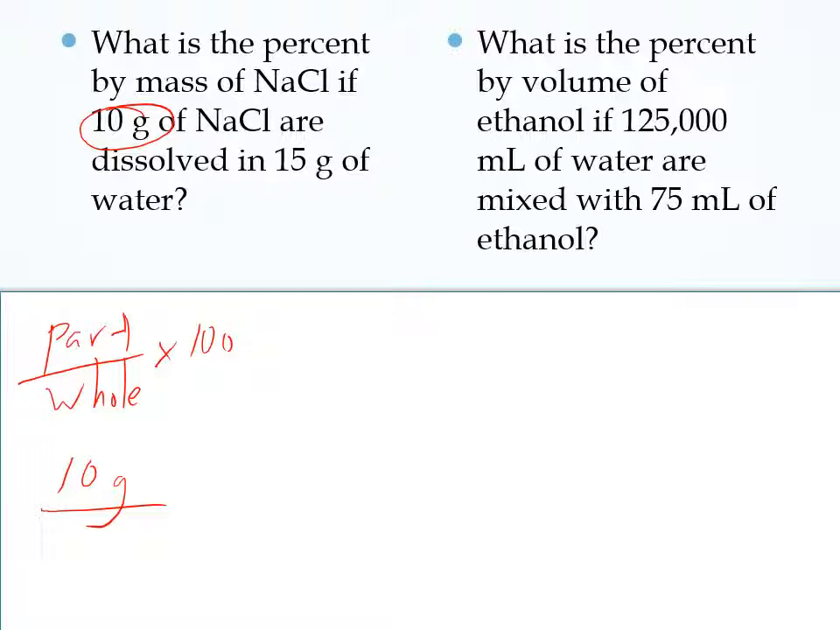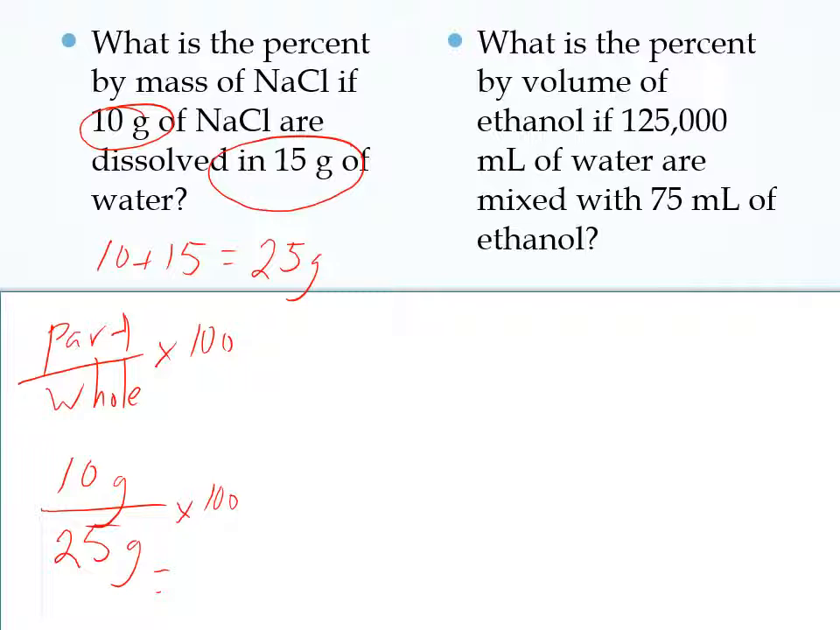For the whole, it says the 10 grams of salt are dissolved in 15 grams of water. So we have to add those two quantities together. So the 10 plus 15 grams we add together will give us a total of 25 grams. That's our whole at the bottom. So 10 grams divided by 25 grams. Don't forget to multiply by 100. And when we do 10 over 25 times 100, that comes out to 40%. So 40% of this salt water solution is the actual salt part and not the water.